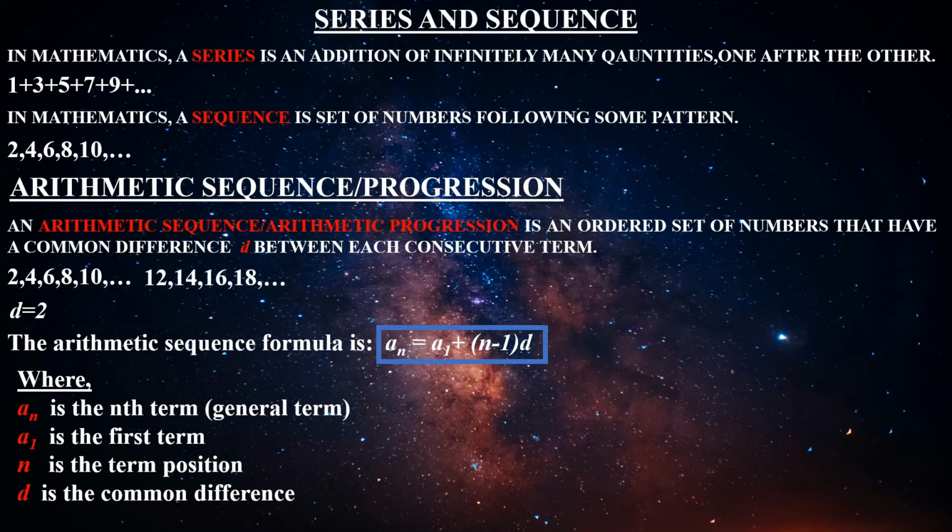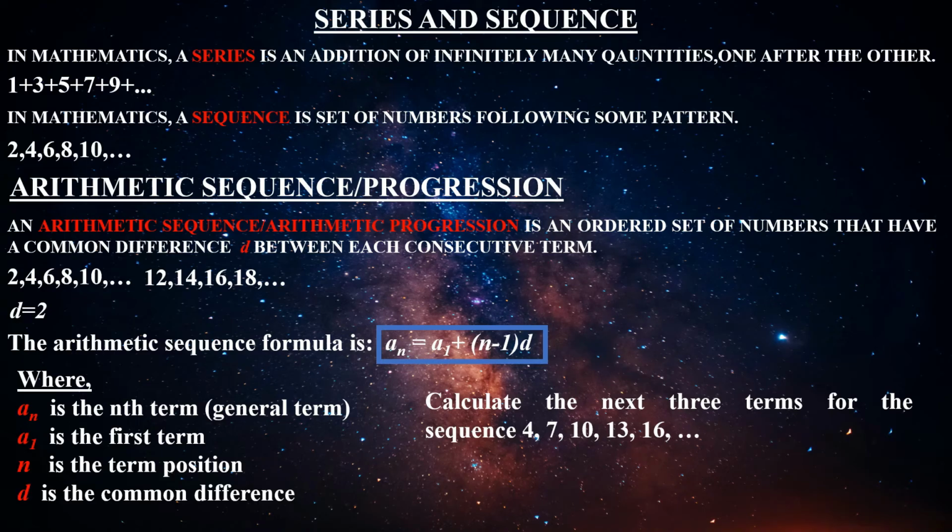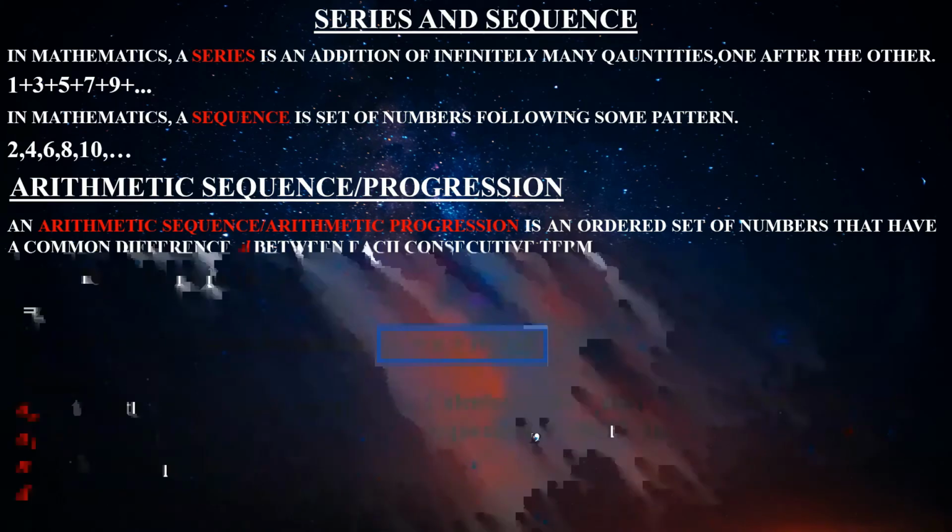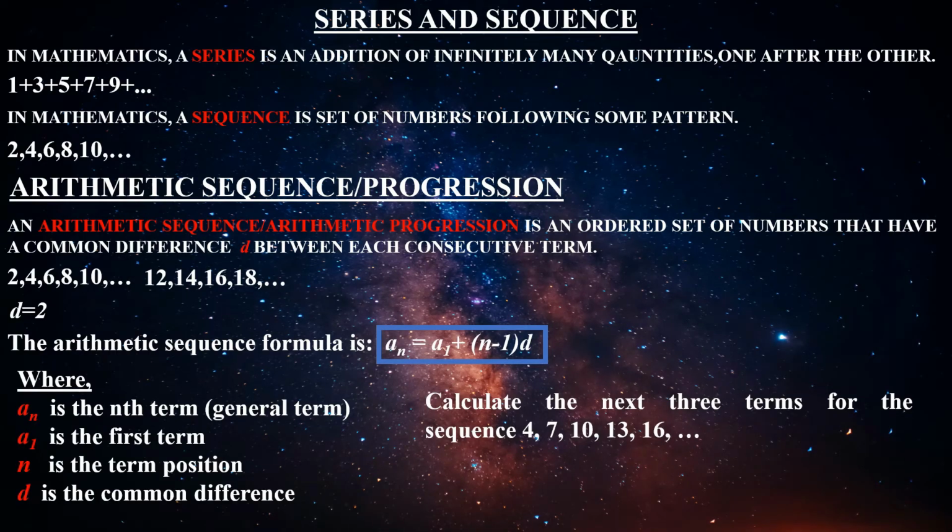Now let's look at this example. Let's say I want to calculate the next 3 terms of the sequence 4, 7, 10, 13, and 16. I can just guess, because 7 minus 4 gives a difference of 3. So from 16, we're going to go to 19, but we're just guessing. I want to use the formula to calculate those 3 terms.